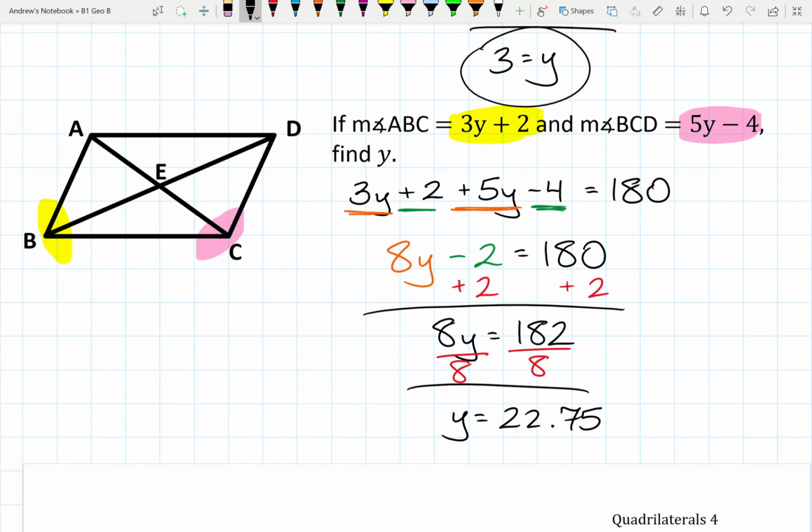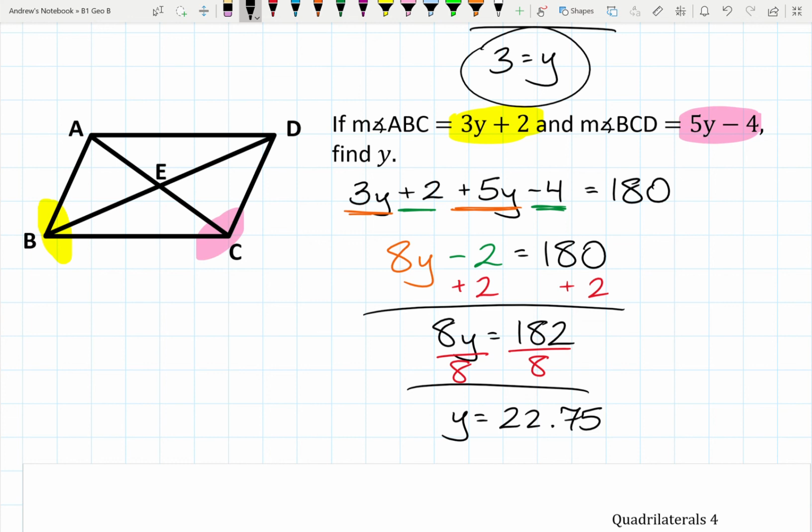But at the end of the day, what that means is that if I plug in 22.75 into each of those, they should give me two angles that when added together give me 180 degrees. So again, we're just working off the fact that these consecutive angles have to be supplementary and add to 180. That's what allows us to set things up.